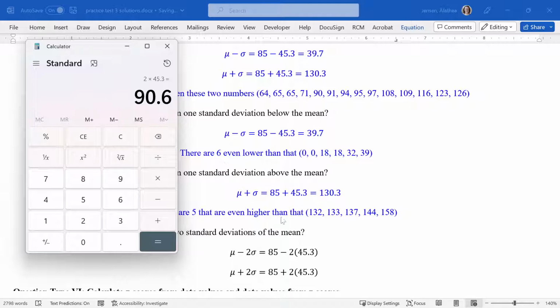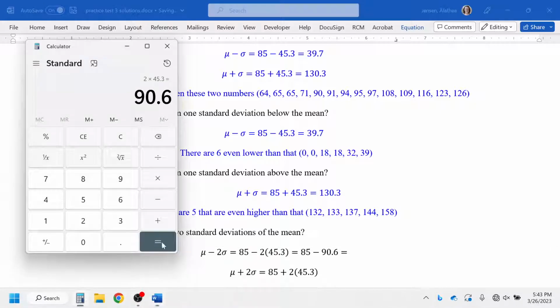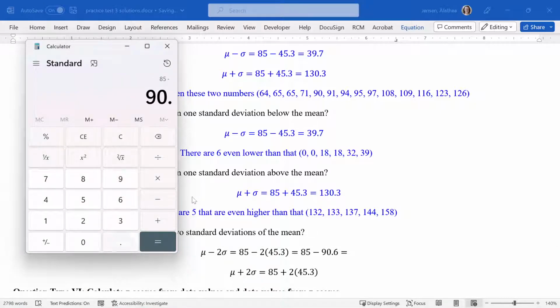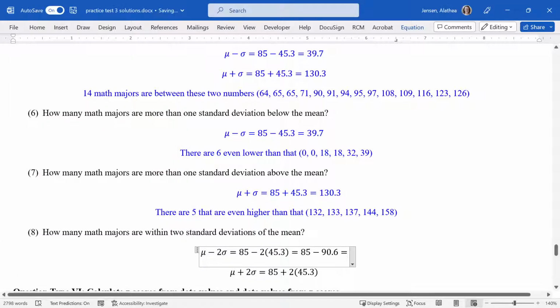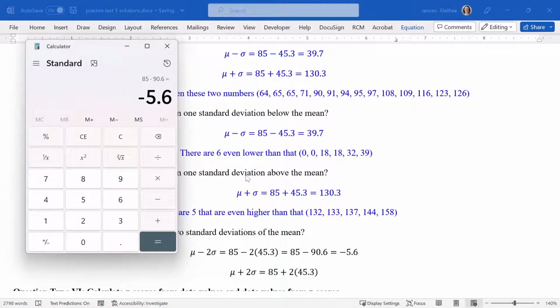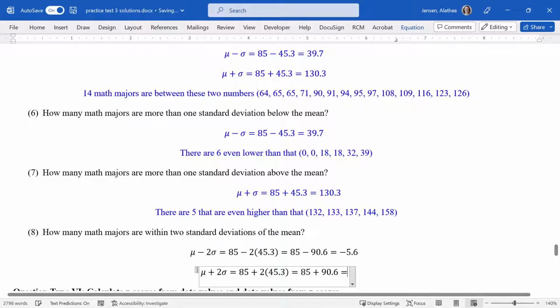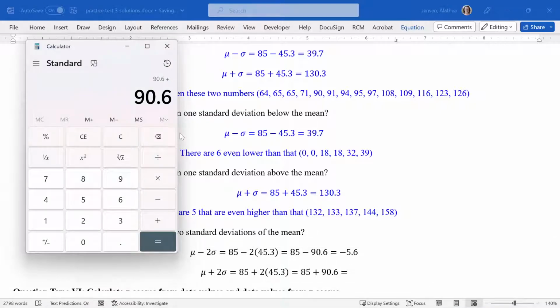Okay, so that is what I'm going to subtract from 85. And then I can do the subtraction. So 85 minus 90.6, negative 5.6. And then for the second one, same way, I do the multiplication first. So I get 90.6 again, and then I'm adding that to, oops, sorry. Okay, there we go. So then I'm adding that to 85 this time.